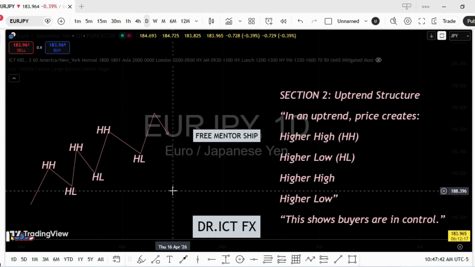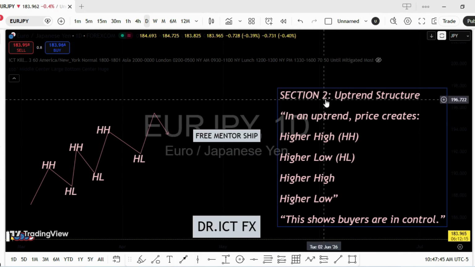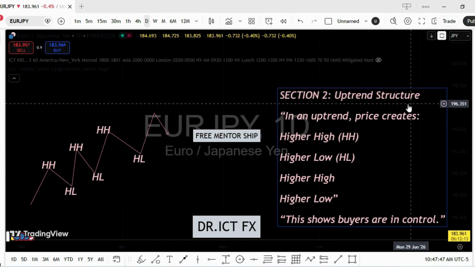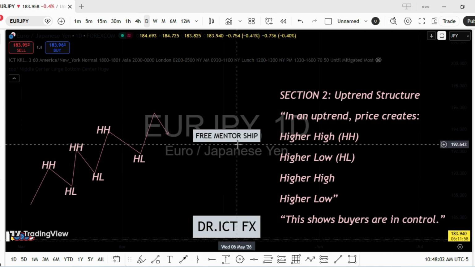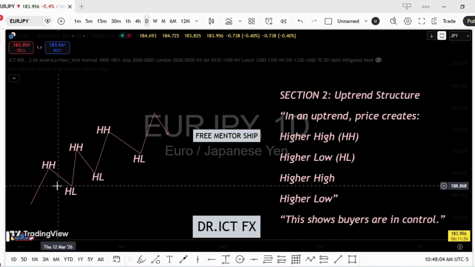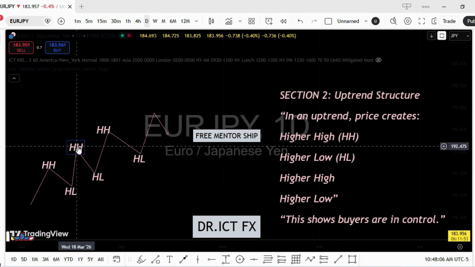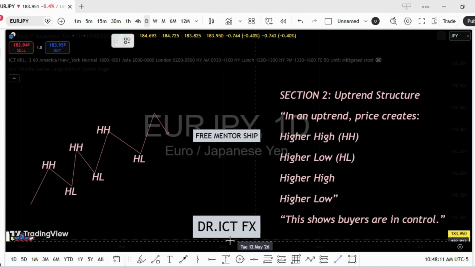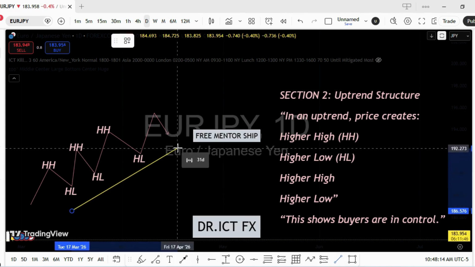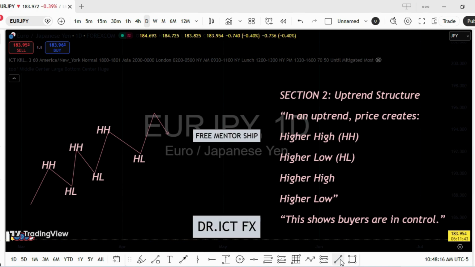For the second section, we have an uptrend. We are going to describe the types of trends that I explained in slide 3. In an uptrend, the market structure keeps making higher highs, higher lows, higher highs, higher lows, higher highs, higher lows. This is the bull trend, and it normally moves in a trend.